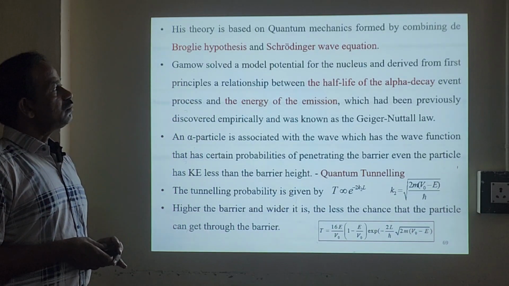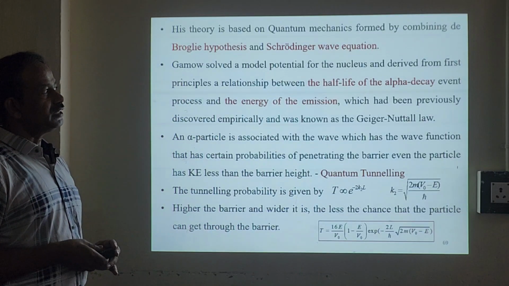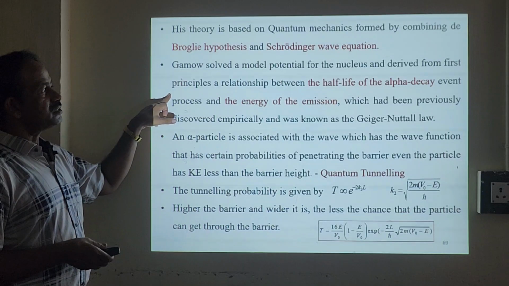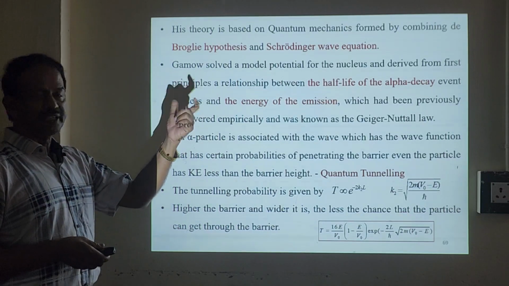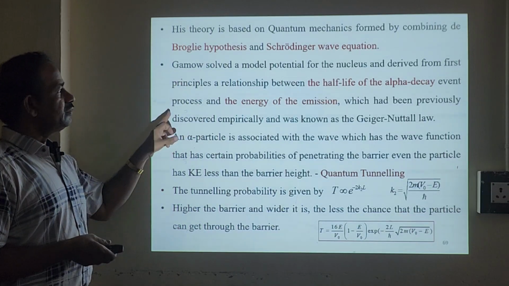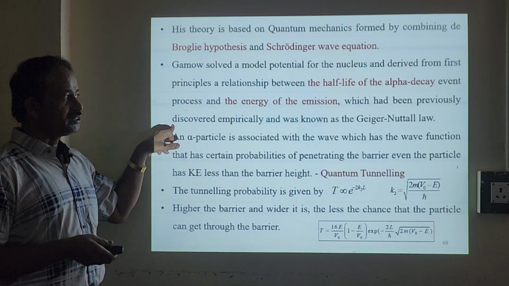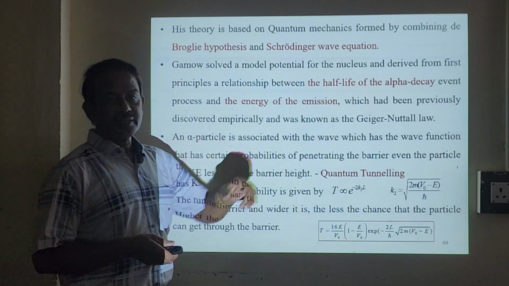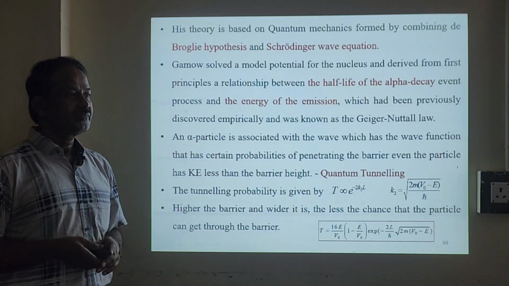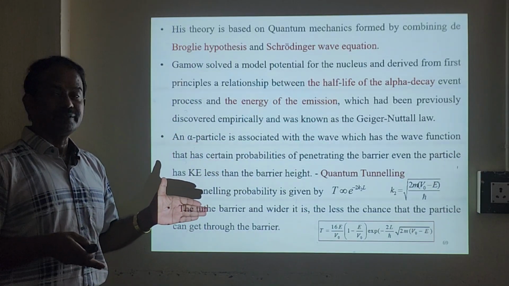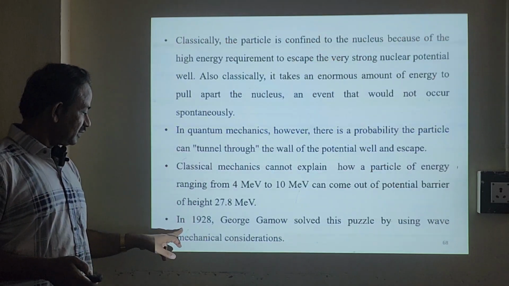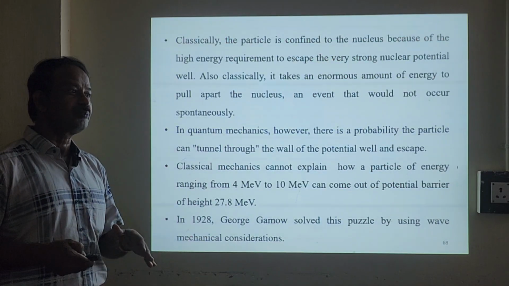Gamow solved the model potential for the nucleus and derived from first principles a relationship between the half-life of decay, which we will see later, and the energy of the emission, which had been previously discovered empirically. It was discovered earlier by the Geiger-Nuttall law, in 1911. That's why I said right from 1911 to 1928. So it could not be solved for a longer period.